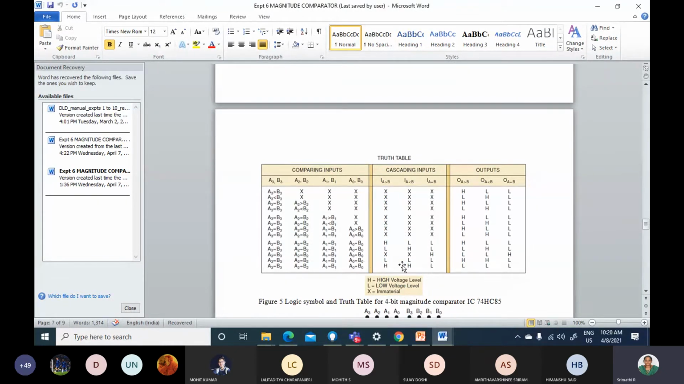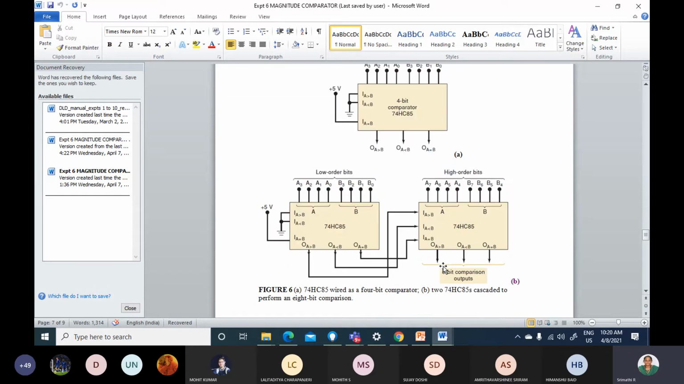And for the equality condition, if both the numbers are equal, you need to give the cascading input A equal to B high, and the other two will be low. These are the possible input combinations of your cascading inputs. This is your 4-bit comparator.